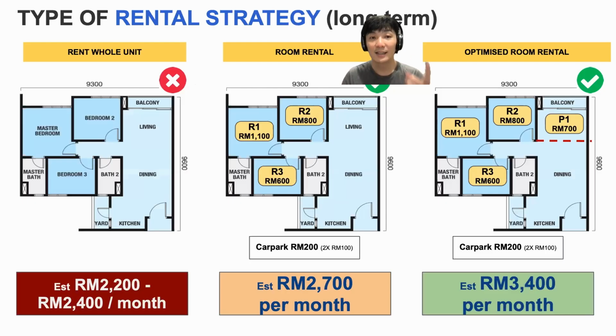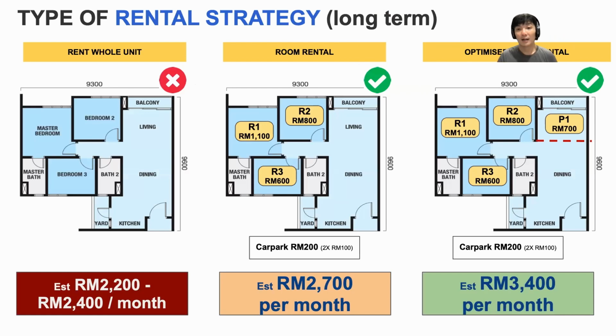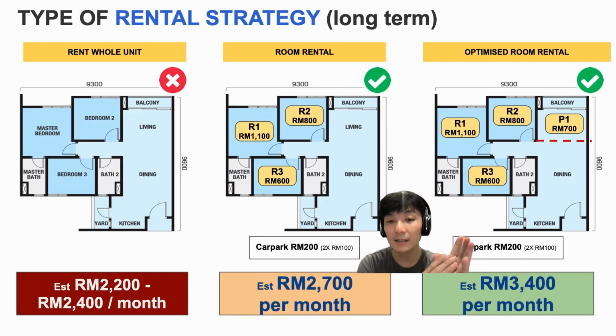Okay, the next slide would be a very good comparison of three types: renting long term, renting the whole unit, renting the room rental, and also an optimized room rental strategy. So a quick run through the difference between the rental of this unit. This unit is a real unit, and I have done a benchmark on this layout as well. If you rent out the whole unit, you can get 2002 to 2004. It's the same layout, but with a different strategy you will get a different kind of rental income.